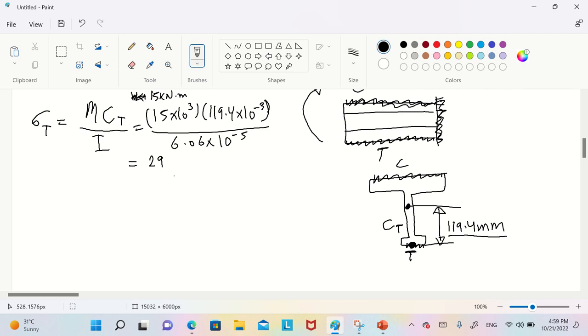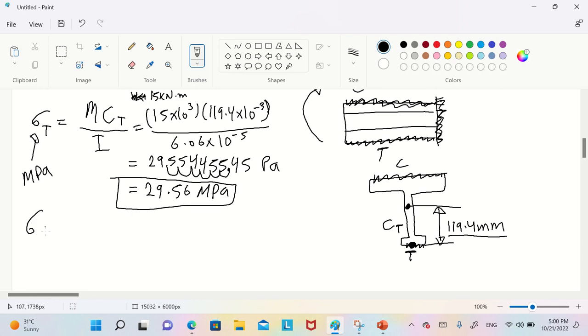You will get 29.55445545. Okay, this is not professional, this one is in Pascal. For the stress we need the megapascal unit. So this is 1, 2, 3, 4, 5, 6. So you'll get 29.56 megapascal.